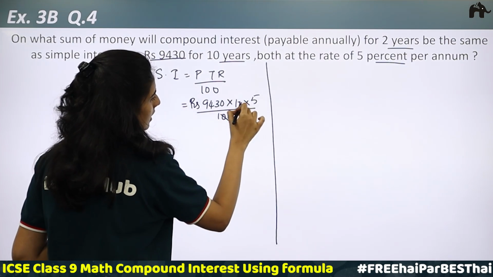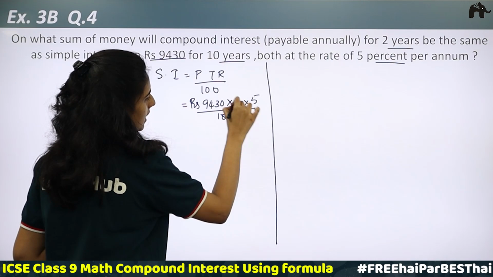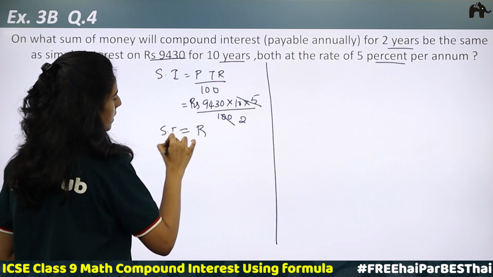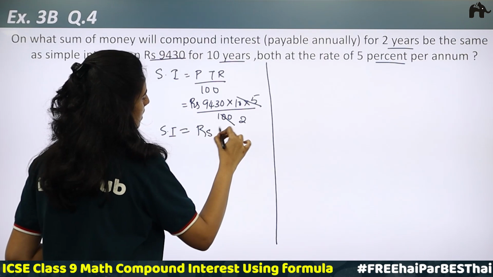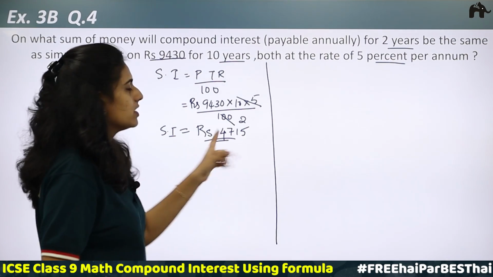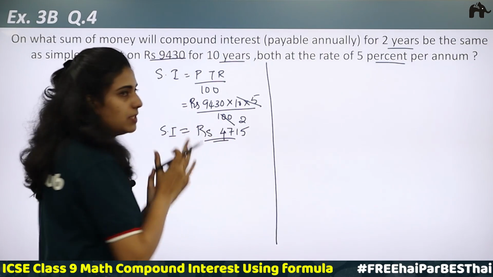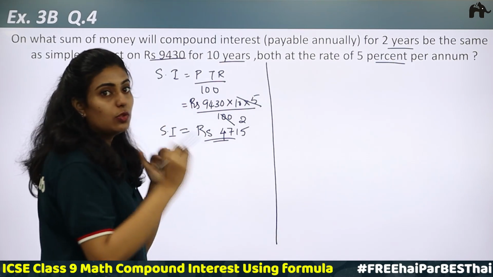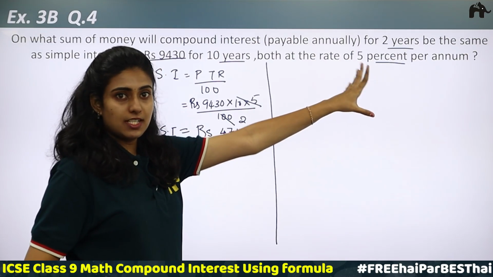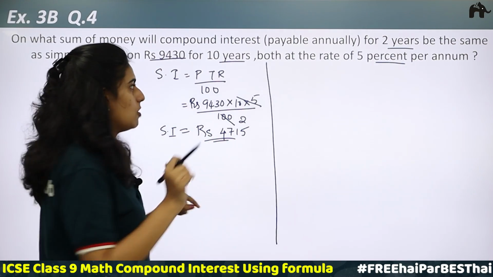So here 10 into 5 is 50, 50 by 100 you will be getting 2. So this simple interest will be rupees 4,750. We got the simple interest. This simple interest is equal to compound interest for 2 years, that is payable annually at 5% per annum, from where we can find the sum or the principal.